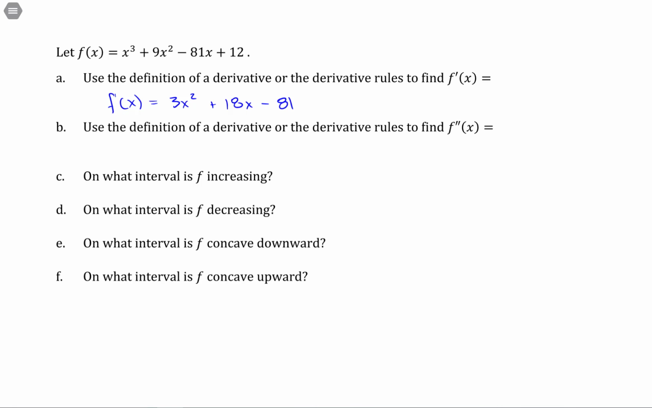Use the definition of a derivative or the derivative rules to find f double prime of x. Okay, the second derivative then, just using the power rule again, 3 times 2 is 6, so that's 6x plus 18.